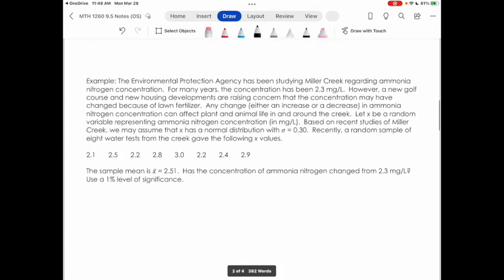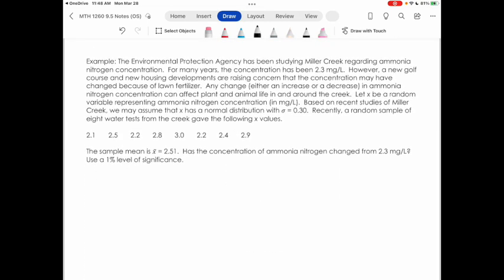decision is. Okay, so in this first example, we have an environmental protection agency that has been studying Miller Creek regarding ammonia nitrogen concentration. And for many years, the concentration level has been 2.3 milligrams per liter. However, a new golf course and new housing developments are raising concerns that the concentration may have changed because of the lawn fertilizer. Any change, either increase or decrease in ammonia nitrogen concentration, can affect the plant and animal life around the creek.